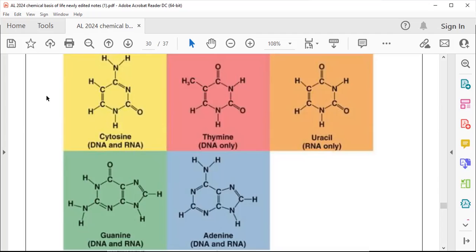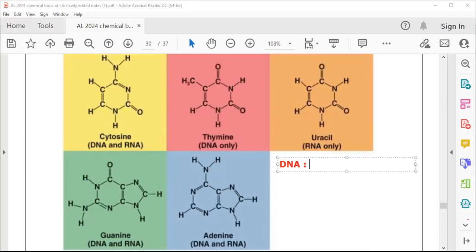Of the five types, three of them are present in both DNA and RNA. What are the three present in DNA and RNA? Cytosine, guanine, and adenine. Only found in DNA, which one? Thymine. Only found in RNA? Uracil. Correct?